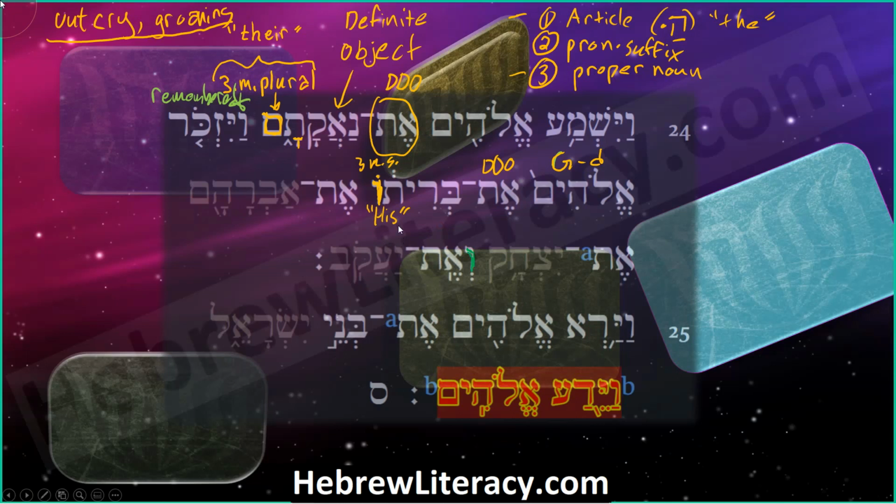Okay. By the way, notice there, look at all the objects of the verb. The verb is vayizkor, he remembered, but yet we have Brito, Avraham, Yitzchak, Yaakov. We have four objects of that verb. So Hebrew can do this sometimes. Now, I want to come back to this word, vayizkor, zachar, to remember.